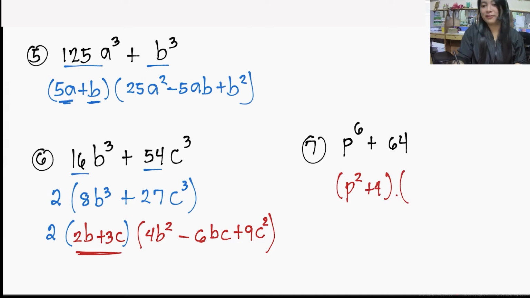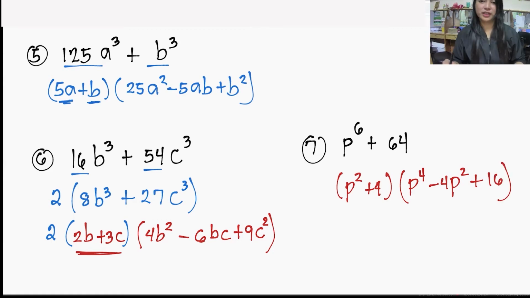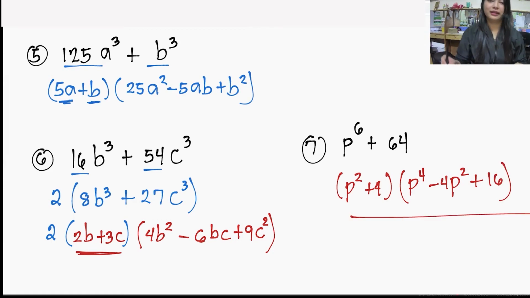So, 4. Finally, we can now find the second factor: p squared, and then square it again. That would give us p raised to 4. Next is the negative product of p squared and 4. Negative 4p squared. Lastly is the square of 4 here, so plus 16. 4 times 4 is 16. So that is factoring the sum of two cubes.